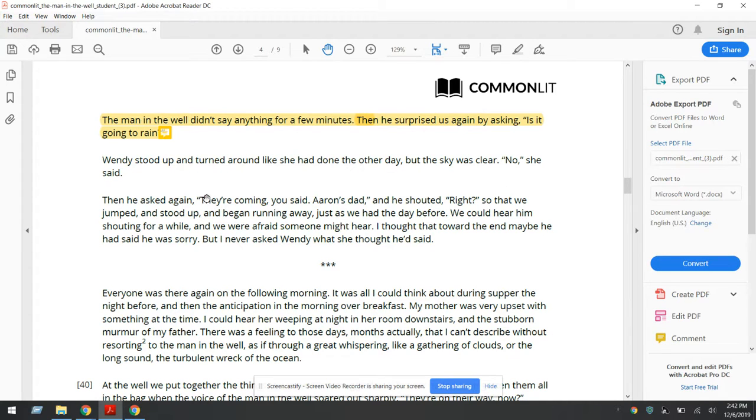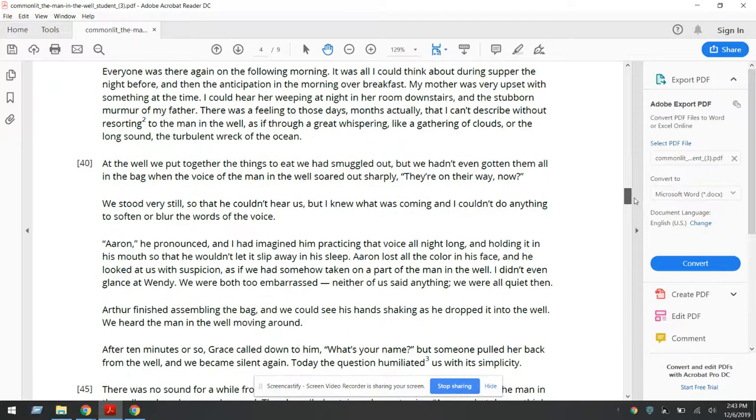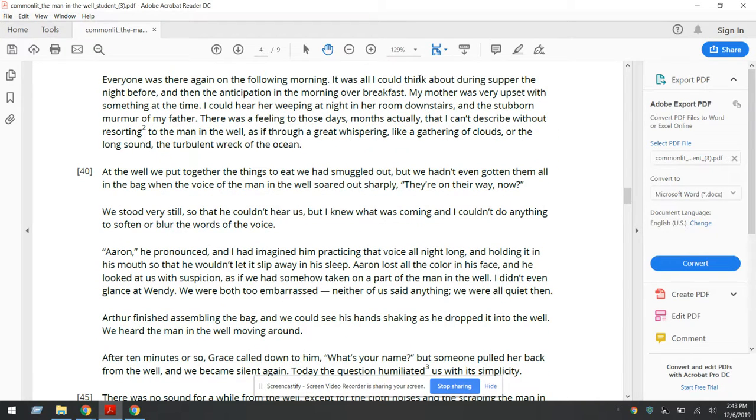This is he asked again. Oh, here we go. So he is speaking here. We could hear him shouting for a while. We were afraid someone might hear. I thought toward the end maybe he said he was sorry. So a lot of this kind of sounds negative. So this story sounds negative. We'll see if we're right or not as we read later. But today we're just skimming and scanning. I haven't really seen any words that I don't know yet.